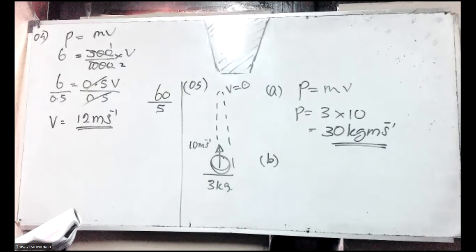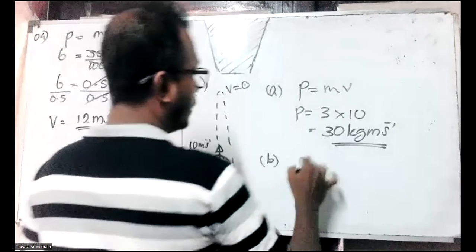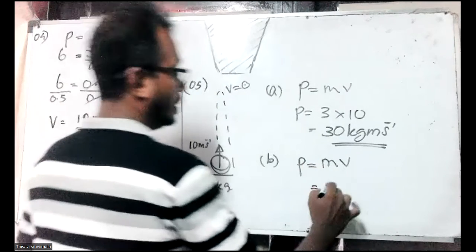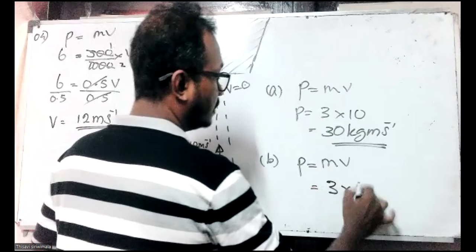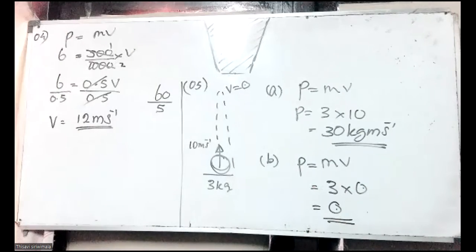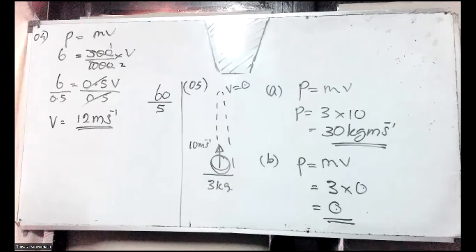So the B part, what would be the momentum when it reaches the highest point? At the highest point, the velocity becomes 0. P equals mv. Mass is unchanged, but the velocity becomes 0. As a result, the momentum also will be 0. Because at the highest point, the velocity becomes 0. So question number 4 and 5, you can correct accordingly.